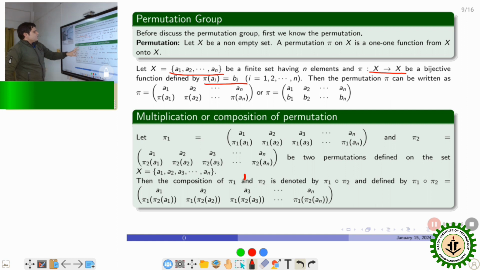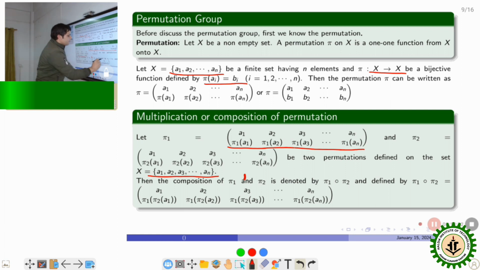Next, multiplication or composition of permutations. Let pi1 equal this permutation: a1, a2, a3, ..., an corresponding to pi1(a1), pi1(a2), pi1(a3), ..., pi1(an). And another permutation pi2 equals a1 mapped to pi2(a1), a2 mapped to pi2(a2), up to an mapped to pi2(an), a permutation defined on the set X equals {a1, a2, ..., an}. Then the composition of pi1 and pi2 is denoted by pi1 ∘ pi2 and defined by the first row a1, a2, a3, ..., an, with second row pi1(pi2(a1)), pi1(pi2(a2)), pi1(pi2(a3)), up to pi1(pi2(an)). That means first pi2 maps a1 to some element, then pi1 maps it.